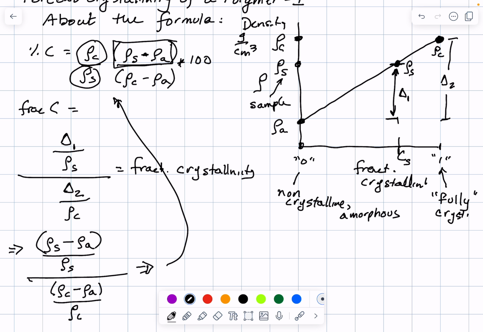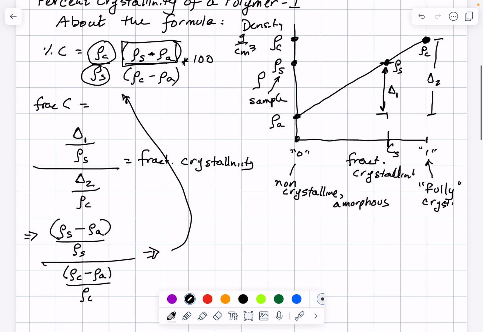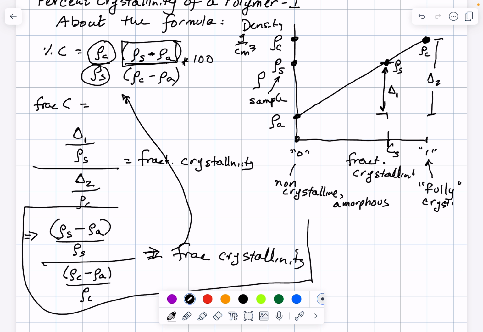And so I like thinking about the formula in this lower way, and you're going to see me use this formula that I'm going to label fraction crystallinity as I continue to solve these problems, just simply because it makes some physical sense to me. All right, that's it.